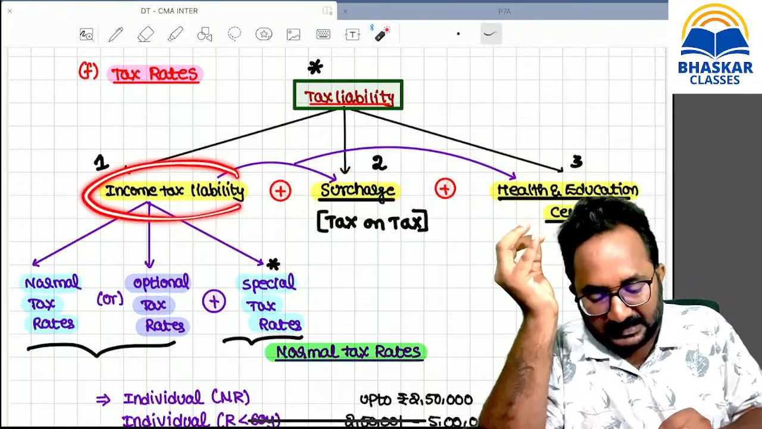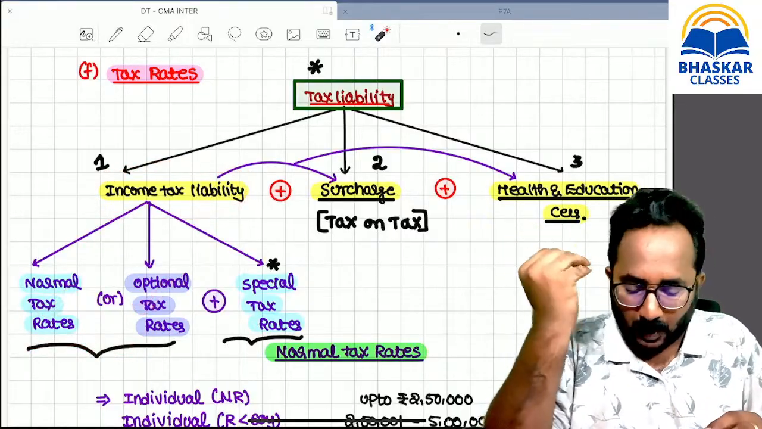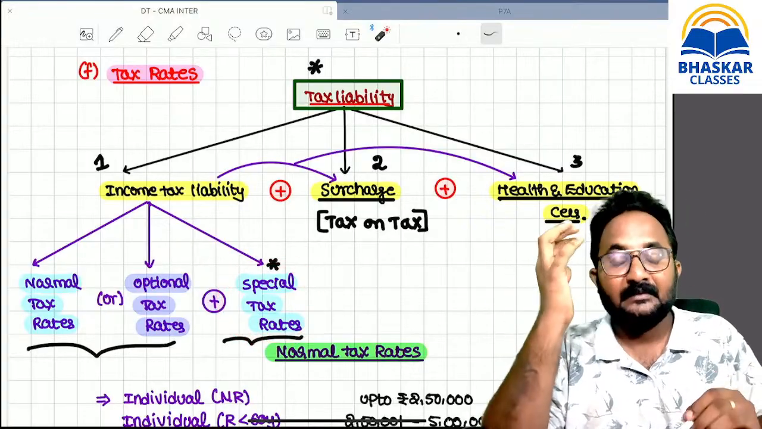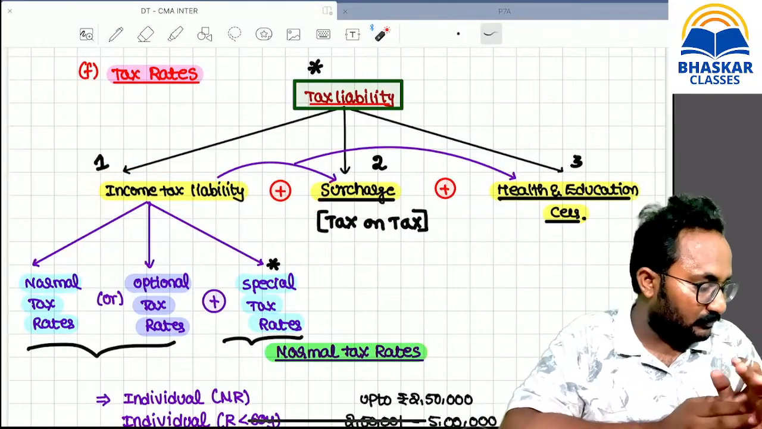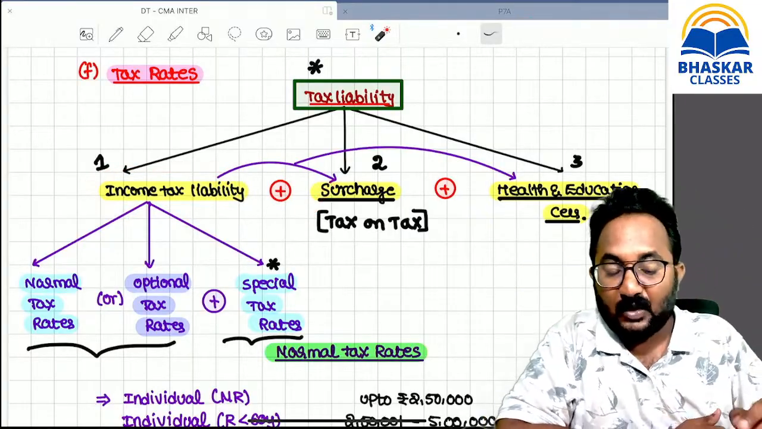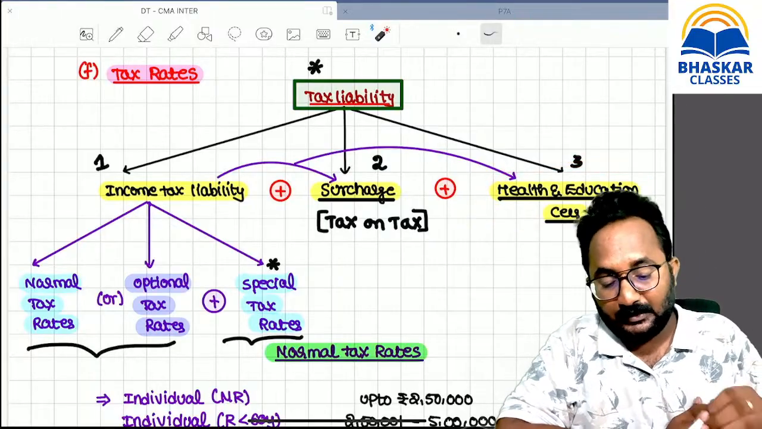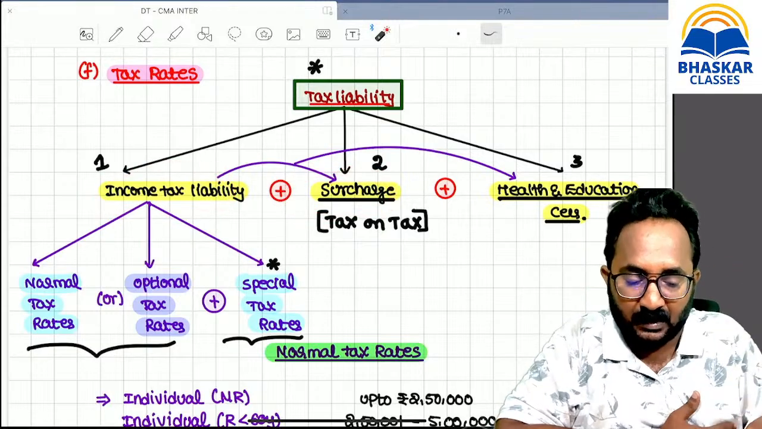While computing that income tax liability, for normal incomes you can use the normal tax rates or optional tax rates, but special incomes are always taxable at a special tax rate. Next, on this income tax liability we want to collect surcharge also. Surcharge means it is a tax on tax. Next, health and education cess needs to be collected on the income tax liability and surcharge.